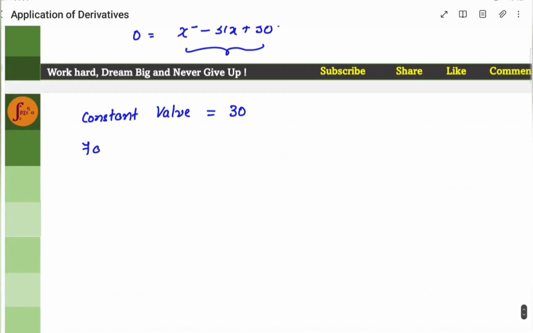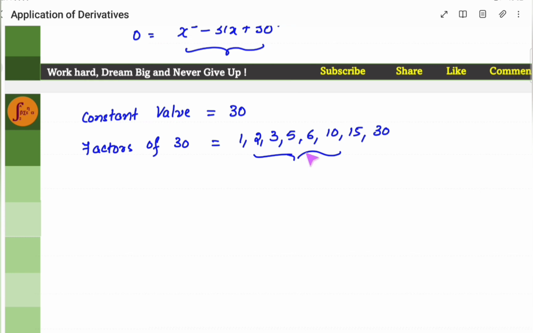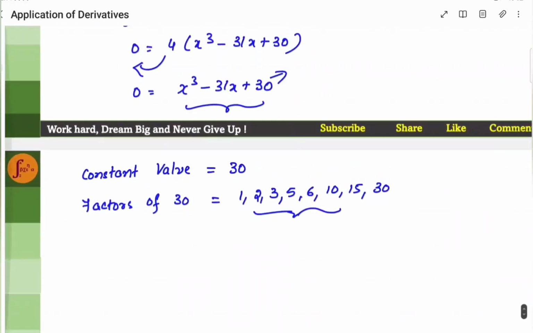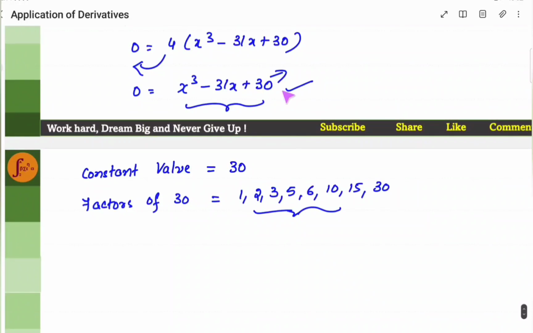Now I need to find factors of 30. So what are the factors of 30? 1, 2. In 2 tables you get 30, in 3 tables, in 5 tables, 6 tables, then 10 tables, 15 tables and 30. So these are the factors of 30. Now I can take each of these values, substitute here, and if I get it equal to 0, then that becomes one of the x values.